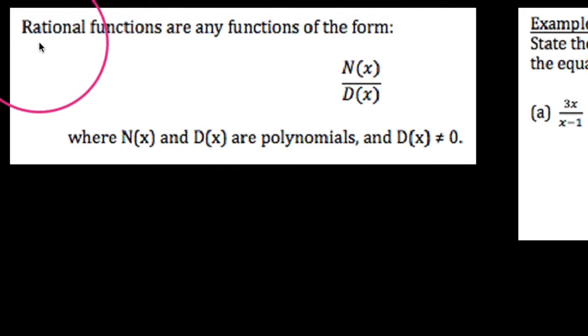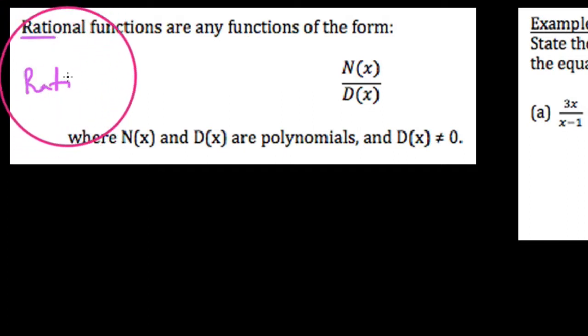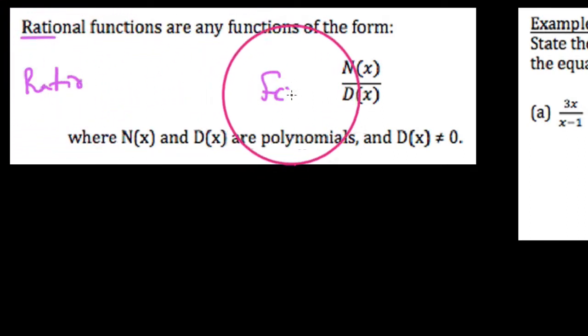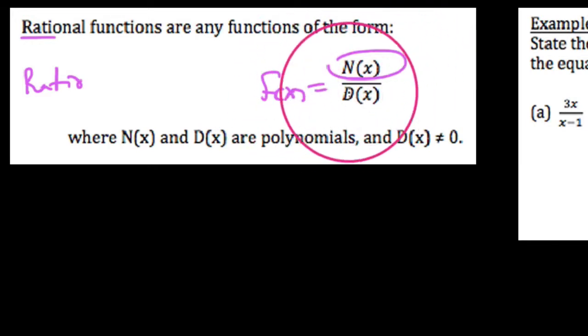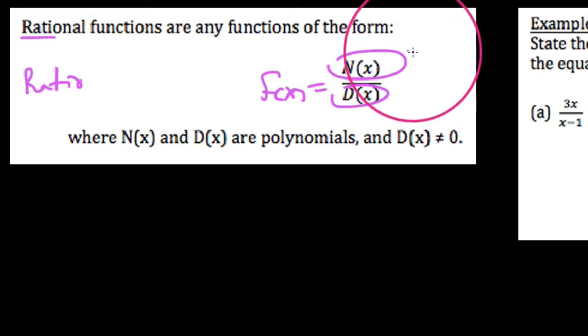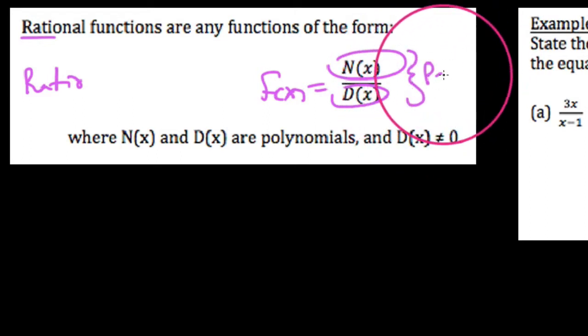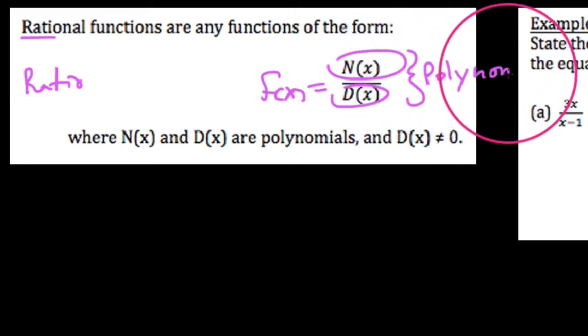So let's go ahead and start by defining what we mean by a rational function. The root word here is ratio. So a ratio, of course, is a fraction. We say a rational function is any function where f of x is equal to some numerator polynomial over some denominator polynomial. So the important thing to recognize here is that the numerator and denominator in this rational function are polynomials.